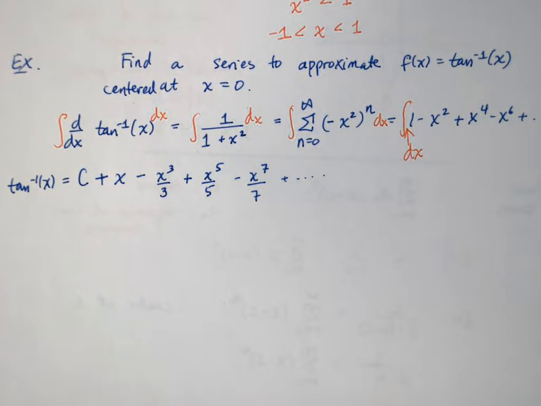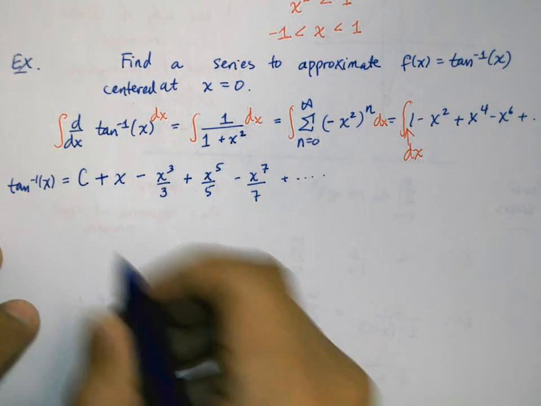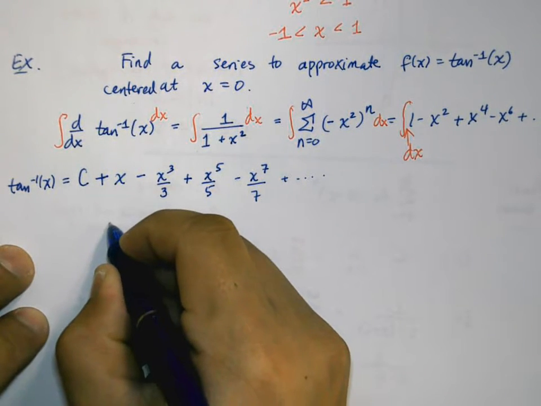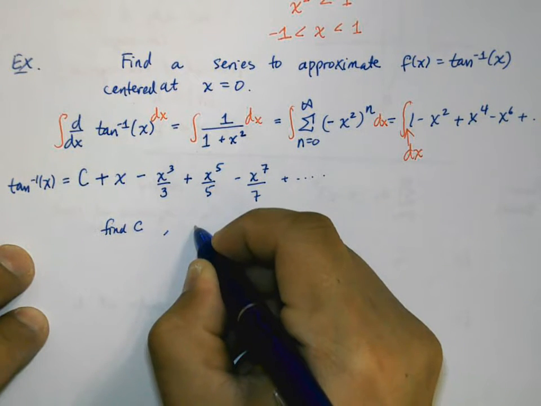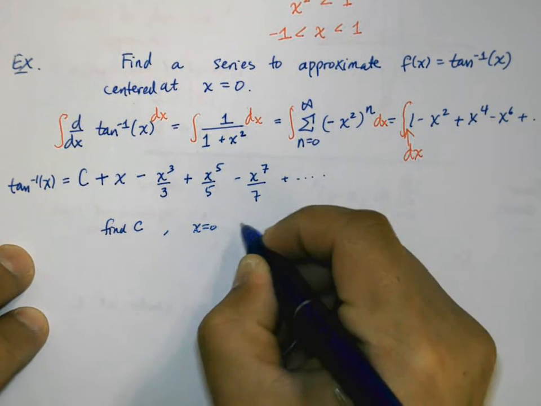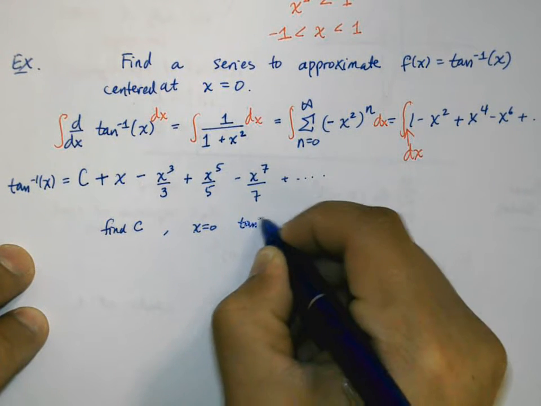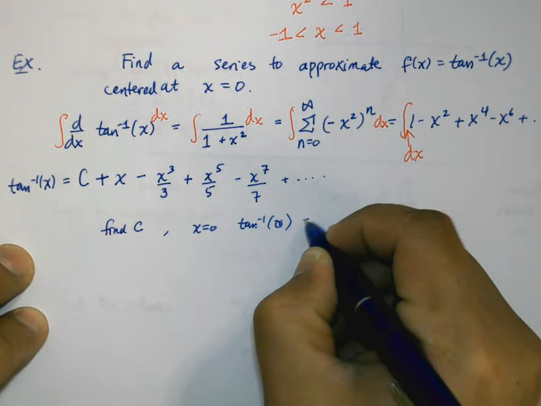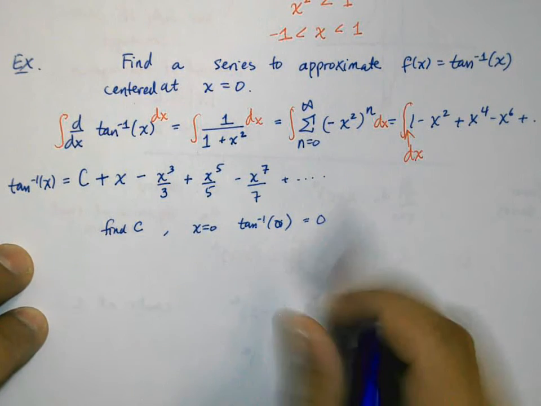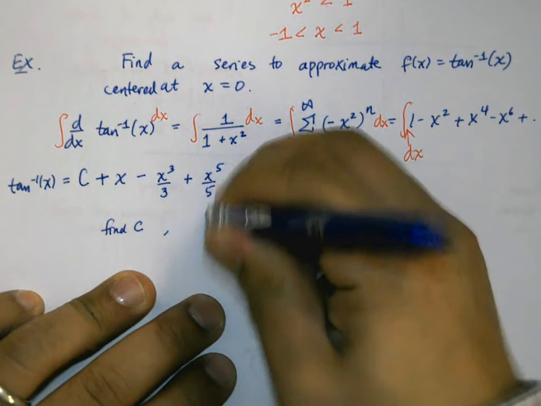So I'm going to write the constant in front. Now to solve for the constant, we know that when x equals 0, the tangent inverse of x, or the tangent inverse of 0 here, is equal to 0.